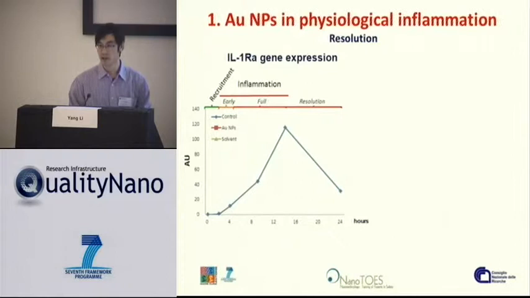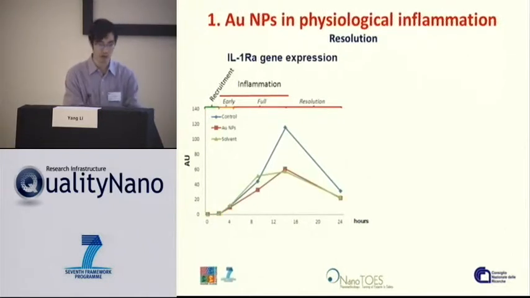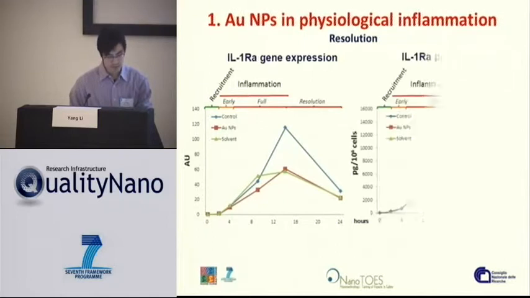And about its antagonist, IL-1RA. Here I show the gene expression. It's a little different. From 0 to 14 hours, IL-1RA gene expression goes increasing steadily, then in the resolution phase, because there is no more IL-1 beta, its antagonist also goes down to the normal level. And here is the gold nanoparticle group and solvent. We also can see some inhibition, maybe in the full inflammation phase. But as I said before, it's also due to the solvent, not due to the gold nanoparticles.